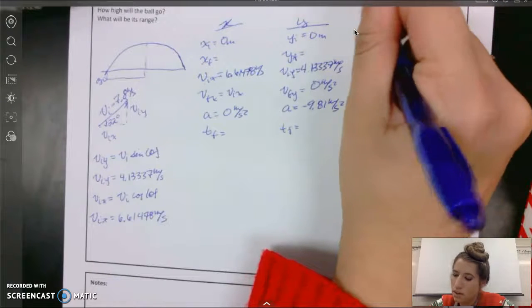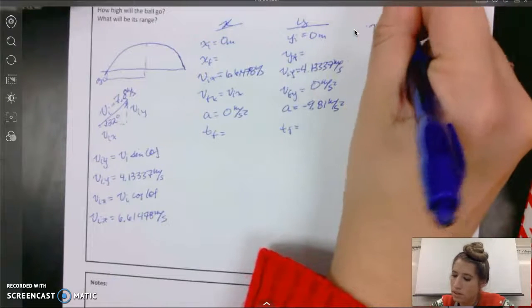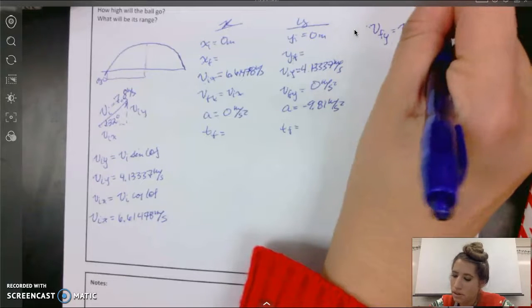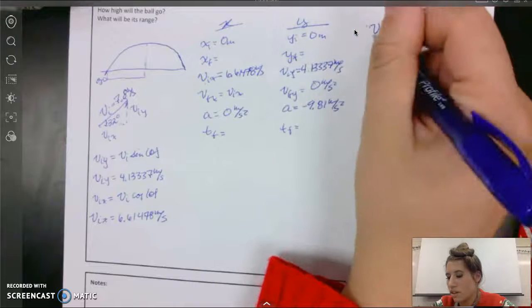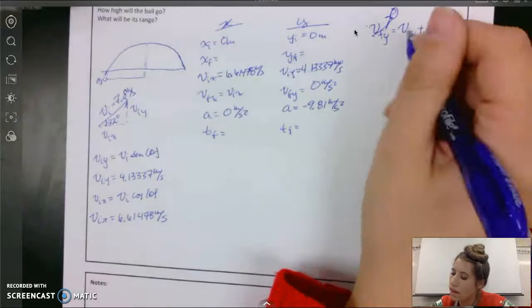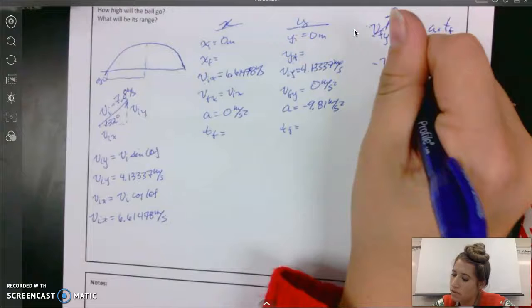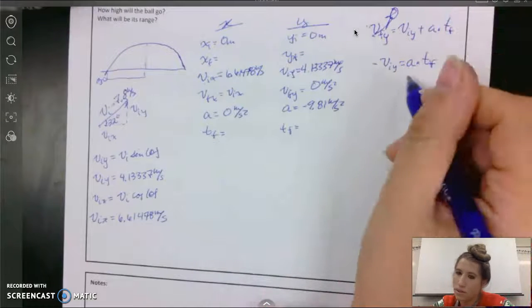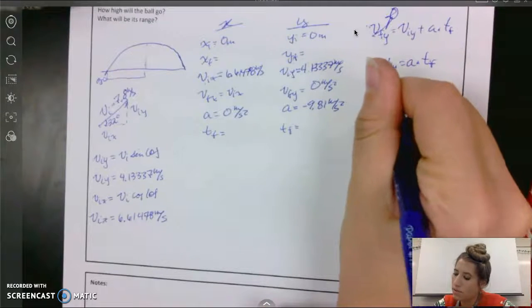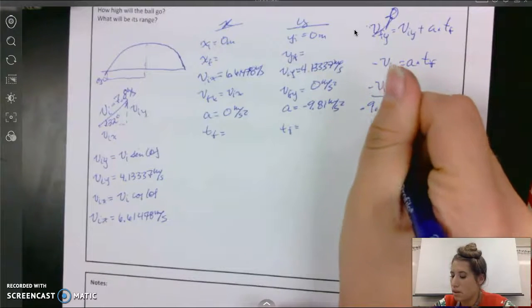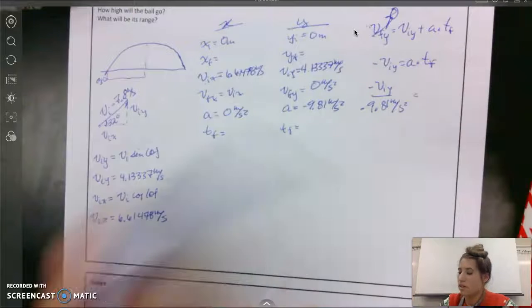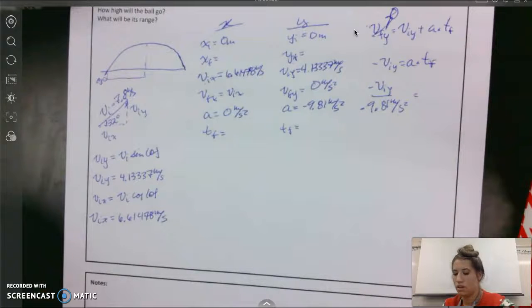That one's simple. So velocity final in the y equals velocity initial in the y plus acceleration multiplied by time. Okay. This is 0, so that'll subtract over. And then we're solving for time, so we'll divide by acceleration. And the acceleration is a negative 9.81. Okay, so I'll take that 4.133 number, divided by 9.81.